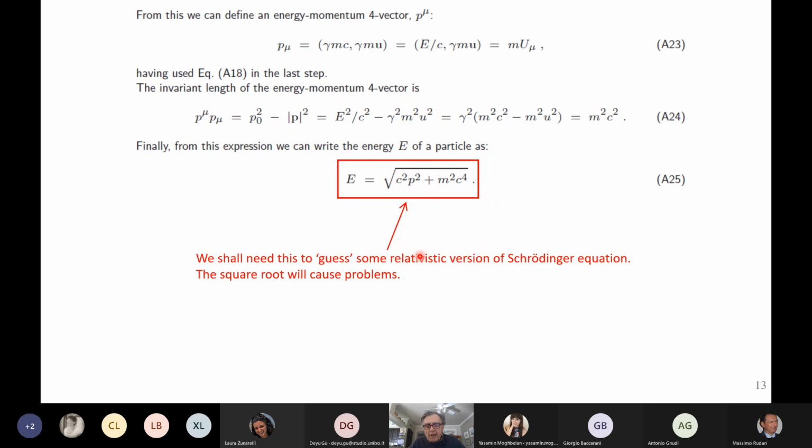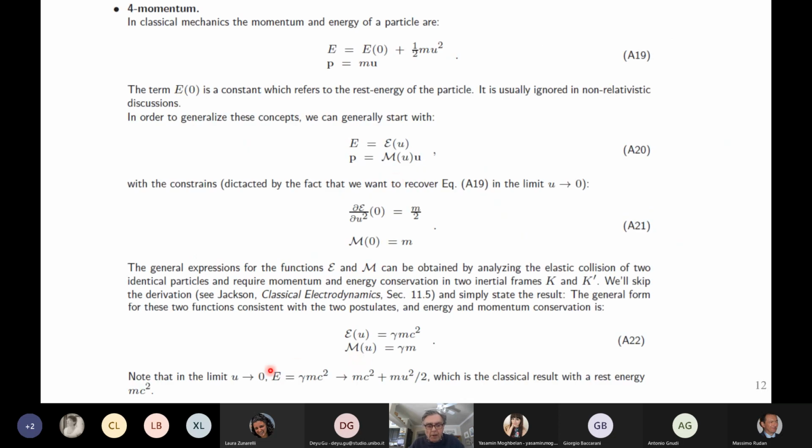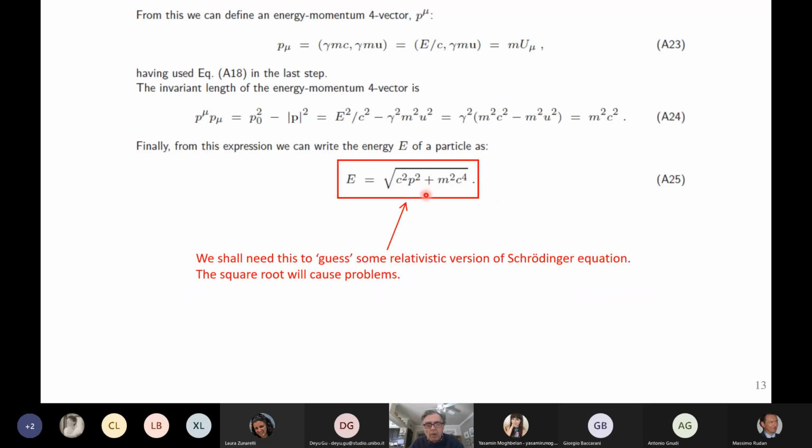We'll need this, as I said, to obtain some relativistic versions of the Schrödinger equation. And we have a problem because of the square root that we have here. I'll discuss it in a minute. So this is an expression that we have to keep in mind. And as I showed before here, we recover Newtonian mechanics when the speed of the particle is very small.